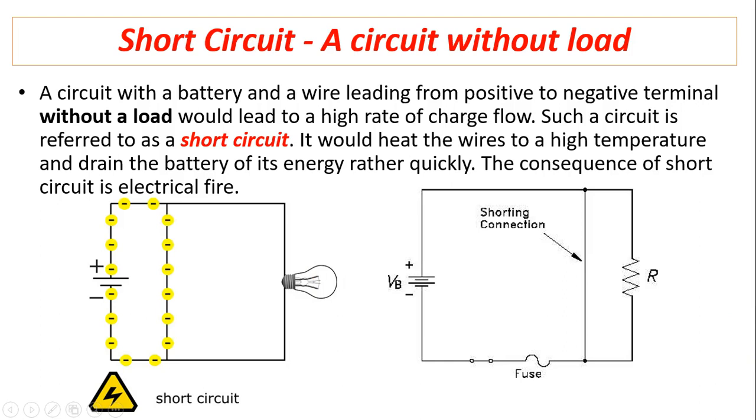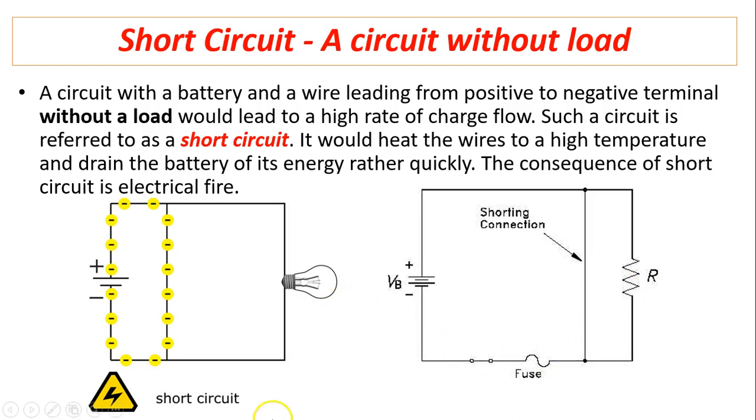The circuit with a battery and a wire leading from the positive to the negative terminal without a load would lead to a high rate of charge flow. Such a circuit is referred to as a short circuit. It would heat up the wire to a high temperature and drain the battery of its energy rather quickly. The consequence of a short circuit is electrical fire.